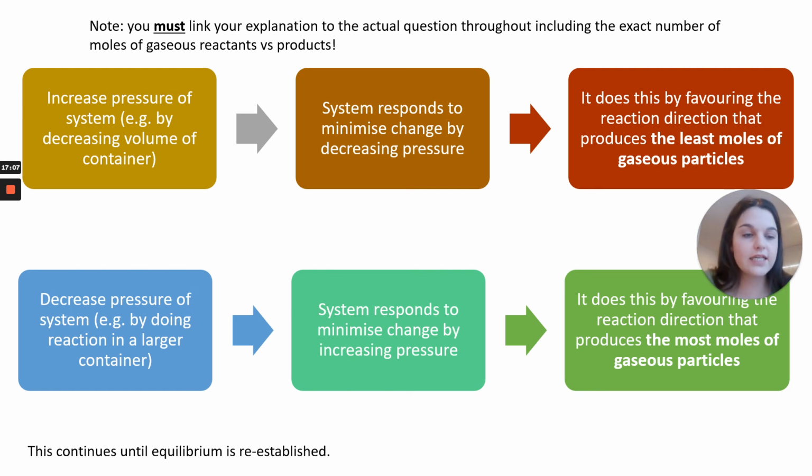On the other hand, if I decrease the pressure, maybe by giving it more space to occur, so bigger volume, system responds to minimize the change by increasing the pressure again. It does this by favouring the reaction direction that makes the most moles of gaseous particles. Again, link in here. There's 4 moles of gaseous particles on the reactant side versus 2 on the product side. Therefore, the backwards direction would be favoured, which would make more reactants. Okay, so I'd always link it back to the example. This all continues until equilibrium is re-established. Again, no change in Kc.